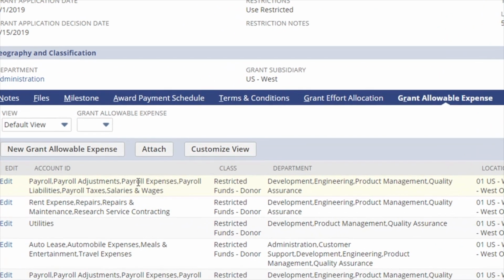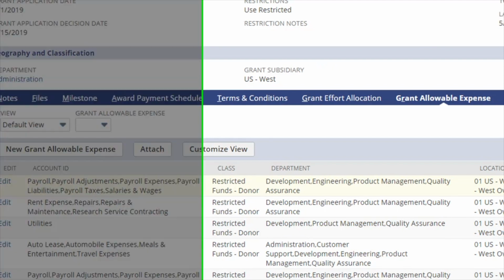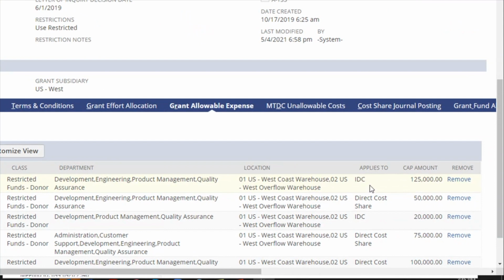Next, on the Grants Allowable tab, we can enter the account and other GL segment combinations for which the indirect cost is allowed on a particular direct expense. So in this example, we are looking at payroll and salary related expenses using the IDC negotiated indirect cost rate with a cap amount of $125,000.